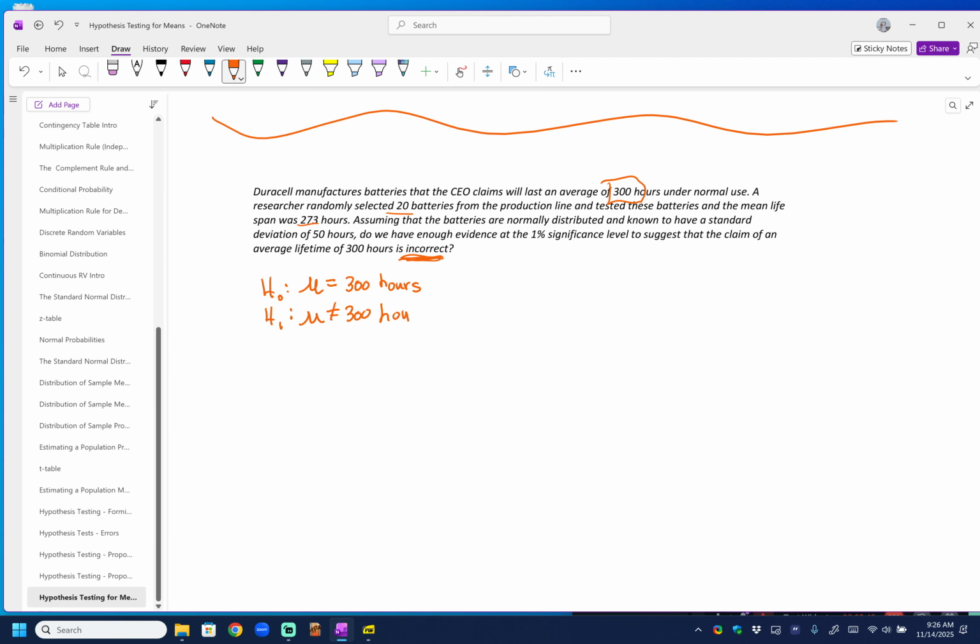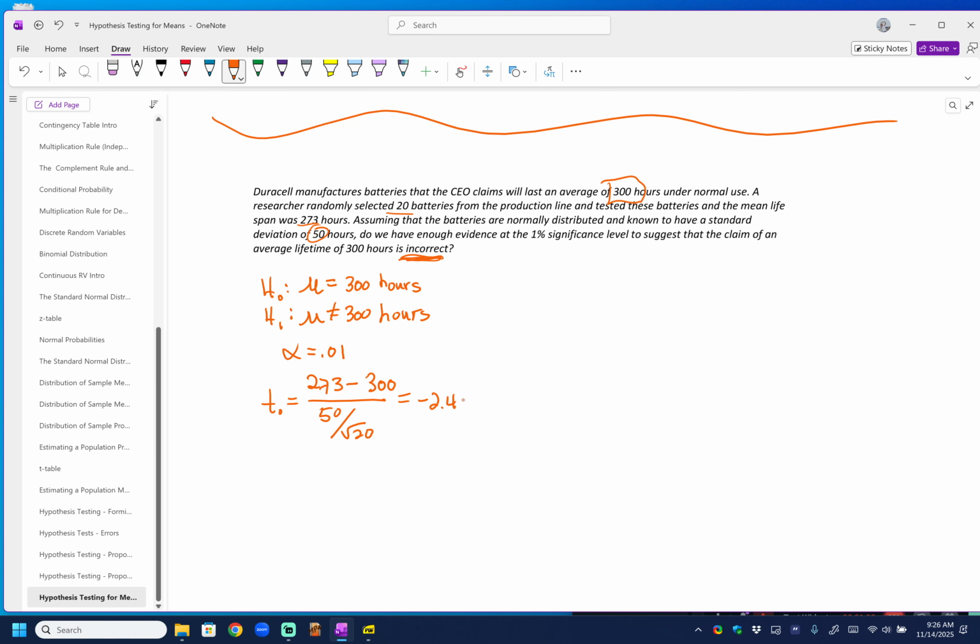Alpha is 0.01. We also have our test statistic here, which is going to be our 273, which we've identified as x bar, minus 300, which is mu. Our sample standard deviation looks like it is 50, and we're going to divide by the square root of 20 for the batteries. That is going to give us around negative 2.41 as our test statistic.